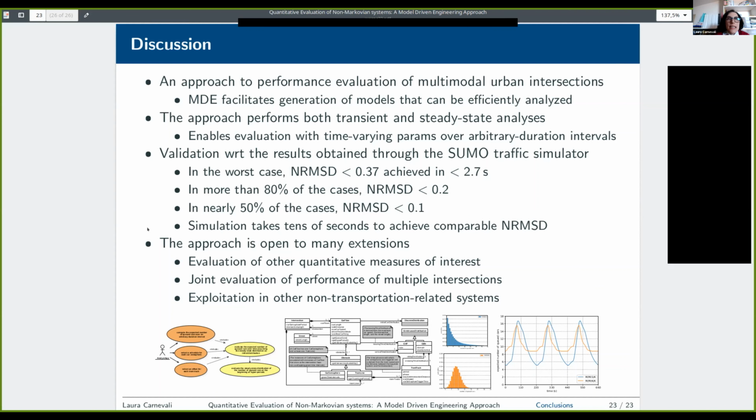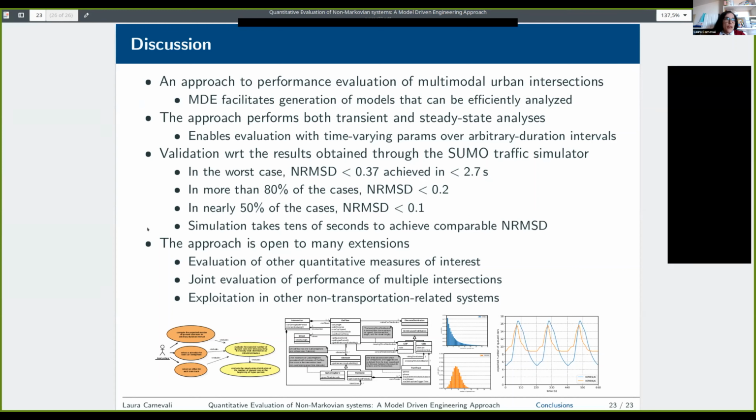But okay, this approach still encodes the complexity of the analysis. And in the end, what we obtained was a quite rough estimate. So in the end we resorted to this Markovian model to represent the car arrivals.